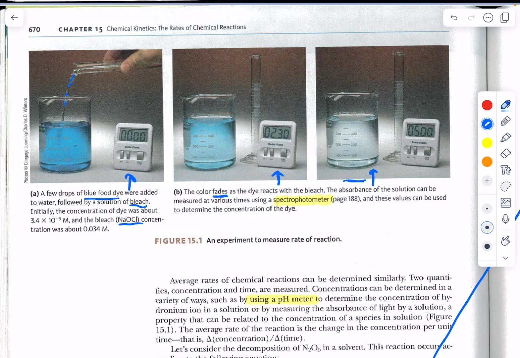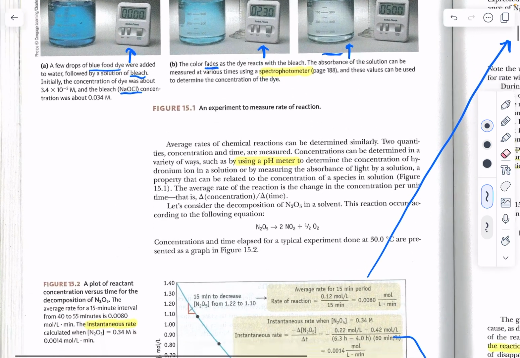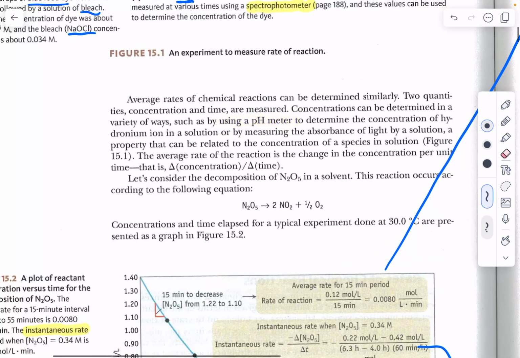In fact, you're going to be doing this, if you haven't already, in lab. I think it is lab 25. But if you haven't done that lab, you will be doing a lab on the decomposition of hydrogen peroxide. I'm talking about the wrong lab here, so I'm going to erase that. We can also use a pH meter, like they say here, if there's a pH change as a result of this reaction going from left to right.